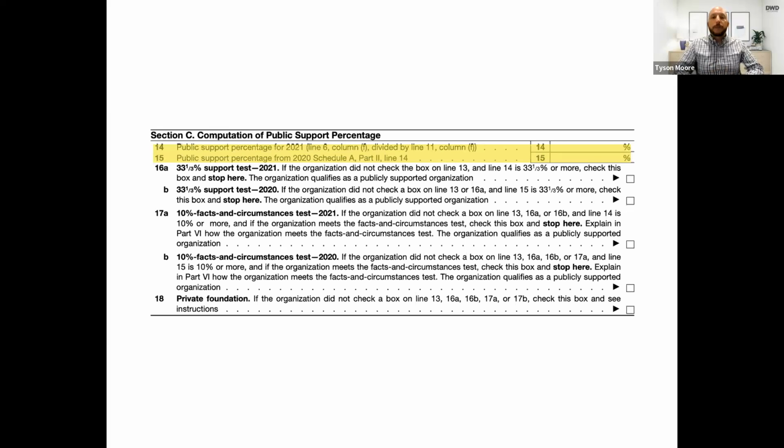So the thing to look at on yours or another person's 990, if you're reviewing someone else's, is what is this percentage? Is it higher than 33.33%? And when you're comparing line 15 to 14, so that would be the prior year to the current year percentage, is that decreasing? If you have a consistent decrease in this percentage, that might raise concern, and you might want to start considering where you're getting your revenue from.